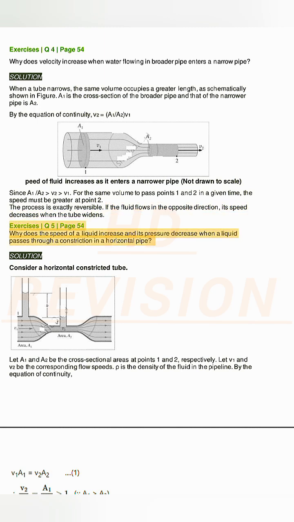Exercises Q5 page 54. Why does the speed of a liquid increase and its pressure decrease when a liquid passes through a constriction in a horizontal pipe? Solution. Consider a horizontal constricted tube. Let A1 and A2 be the cross-sectional areas at points 1 and 2, respectively. Let v1 and v2 be the corresponding flow speeds. Rho is the density of the fluid in the pipeline. By the equation of continuity.